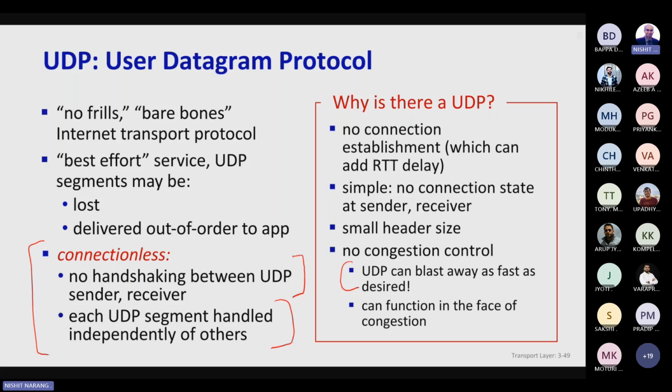Whereas UDP makes no such attempt. And therefore, UDP allows an application to just blast away traffic as much as it wants, as much as it desires, right? Even in the face of network congestion. Okay, so UDP is a very, very simple protocol, but often used for real-time applications.